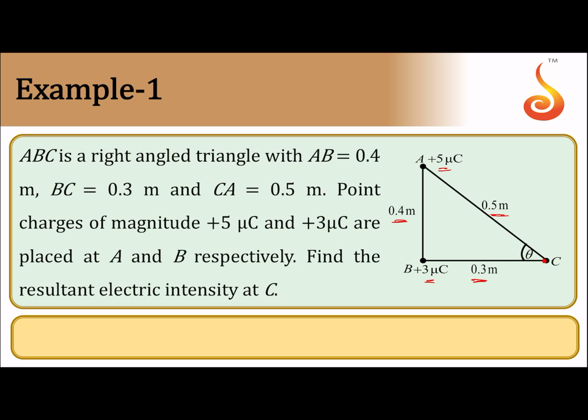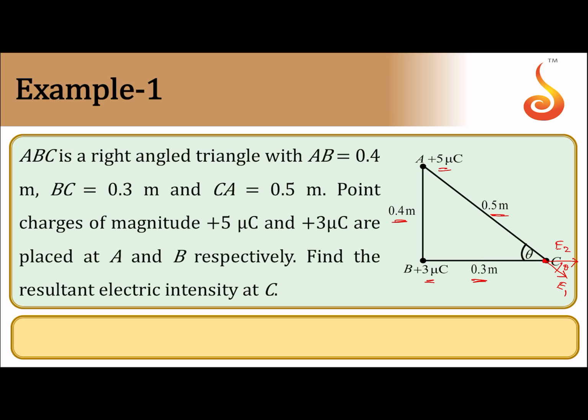What are those 2 fields? Because of A, you will have electric field at C, and what will the direction be? Along AC and radially outward. So, let me call this E1. And because of B, you are going to have electric field, again it's positive. So, along BC radially outward, this is E2. And what is the angle between them? It's the same angle theta that we have here.